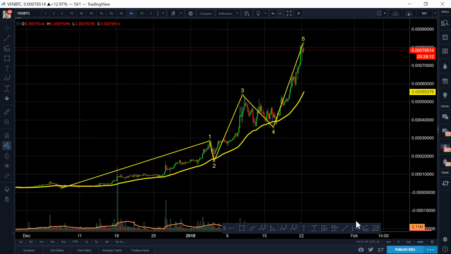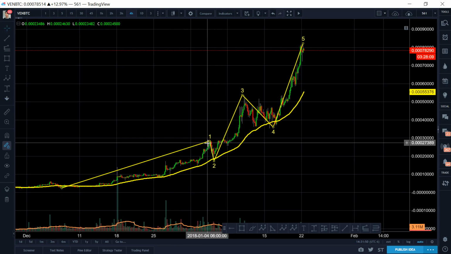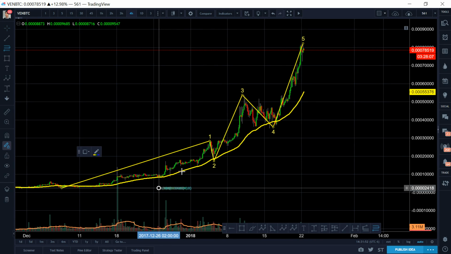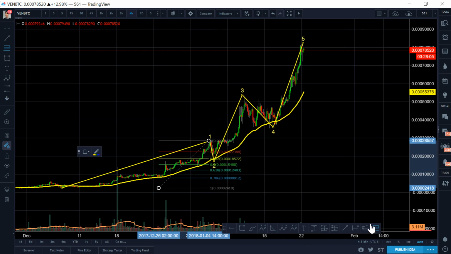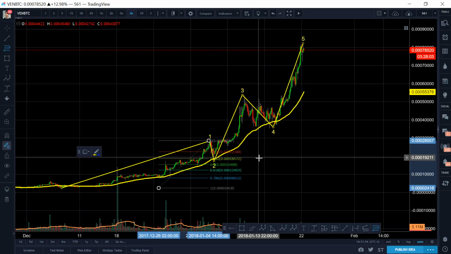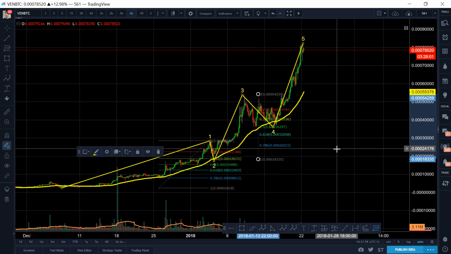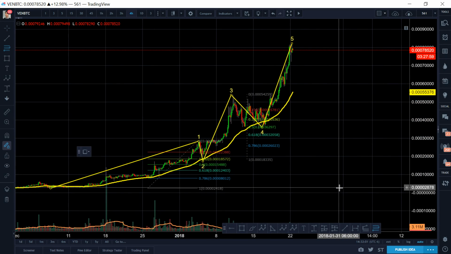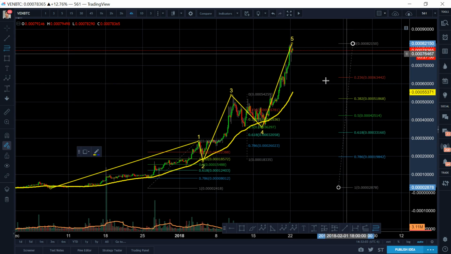Fibonacci retracement for wave 2 is only taken for wave 1. Fibonacci for wave 3 or 4 is only taken for wave 3. Now Fibonacci for wave 5 is taken for all of it right here.